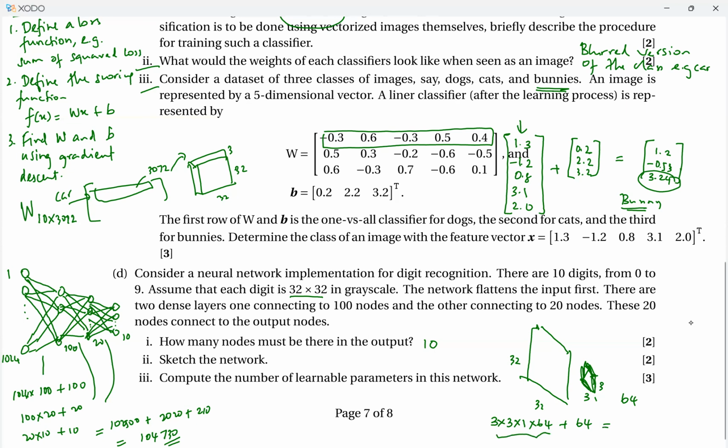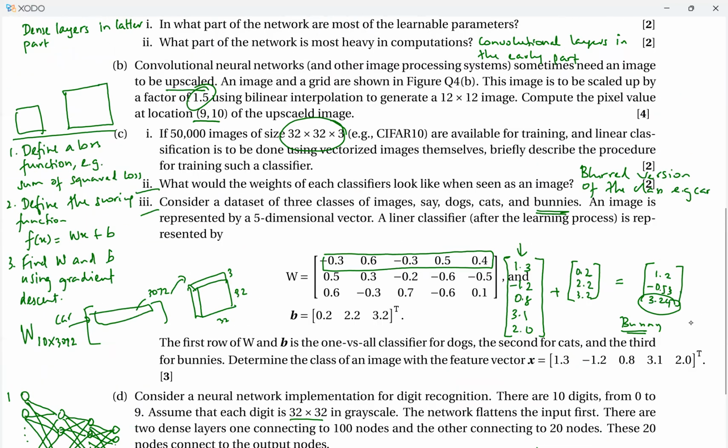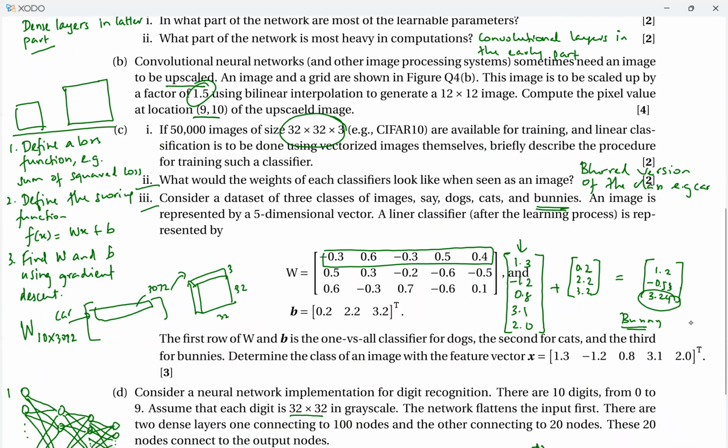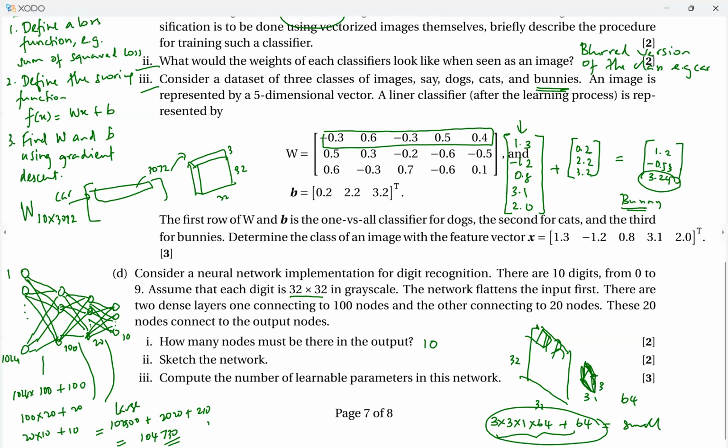So you can see the number of learnable parameters is small. Here the number of learnable parameters in each layer is large, right? But here the number of computations that we have to do is high, because we have to place this kernel at every single location of the image and carry out 3 by 3 multiplications and additions. So that's why for this one, we wrote that most learnable parameters are in the dense layers, and the computational heavy part is in the convolutional layer. Okay, that's the answer to that question. Thank you.